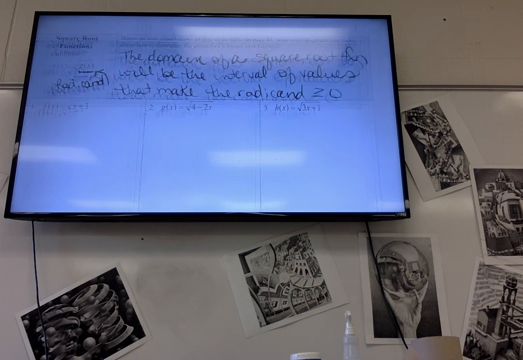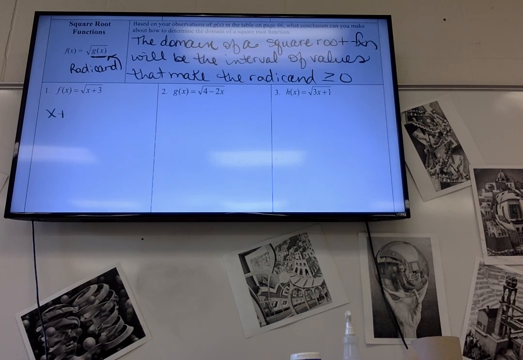It would be x plus 3 is greater than or equal to 0. Subtract 3 from both sides. x is greater than or equal to negative 3. So that means negative 3 is the smallest because it's got to be greater than it. And it includes it because it's greater than or equal to, so that's why it's a bracket, to infinity. Can't include infinity. You try the next two.